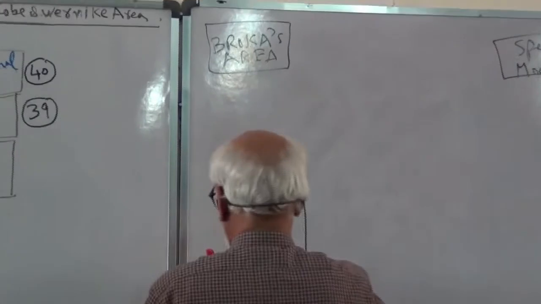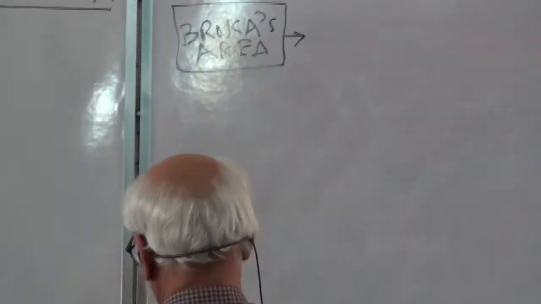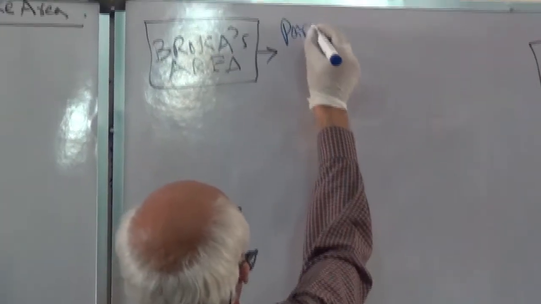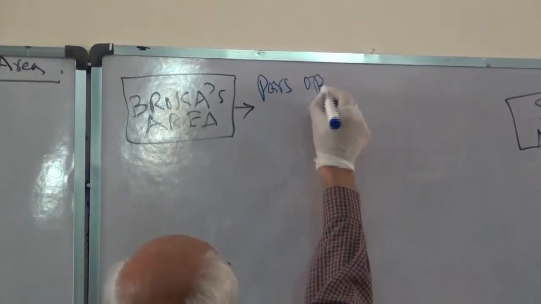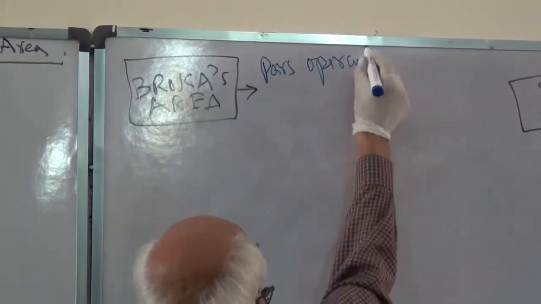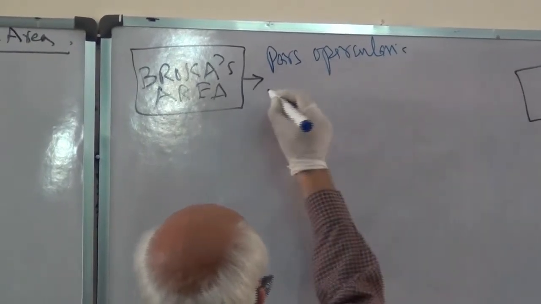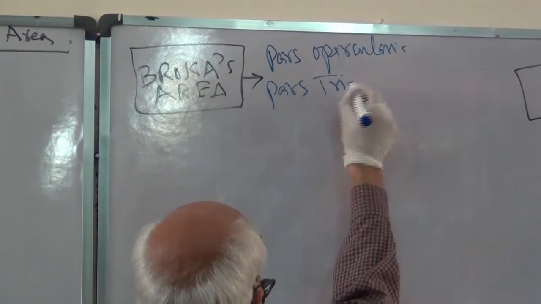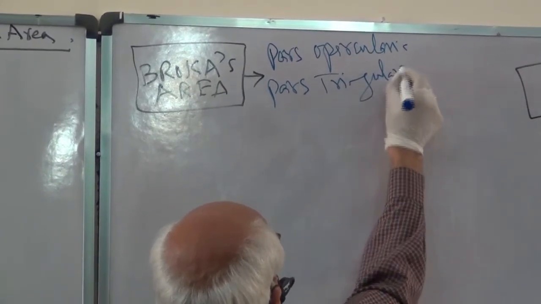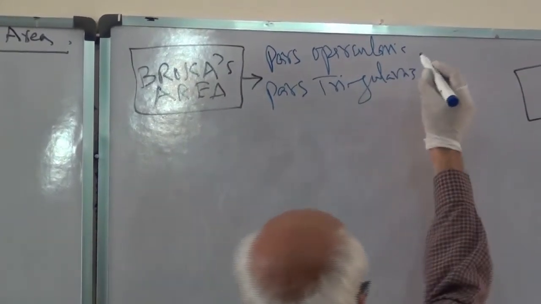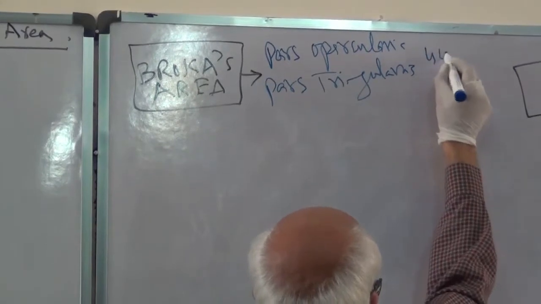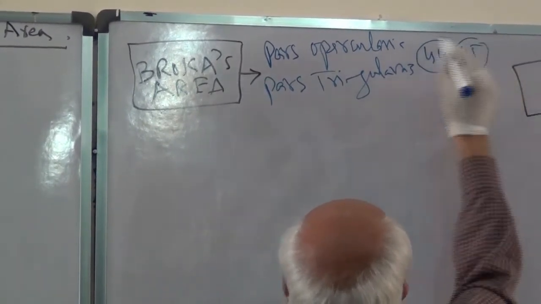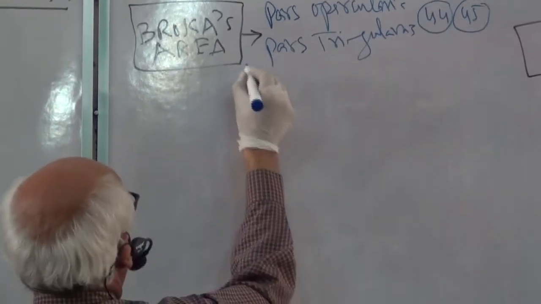Broca's area: pars opercularis and pars triangularis, area number 44 and 45. Firstly, it is the motor speech area.